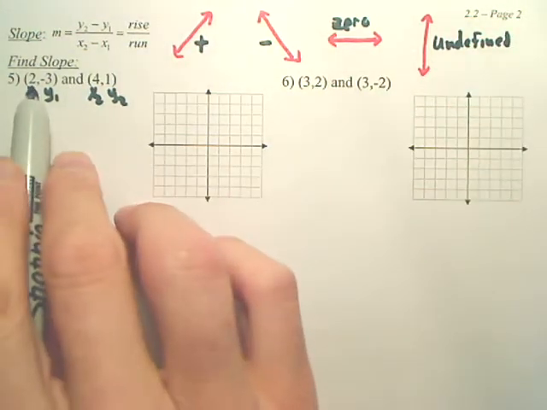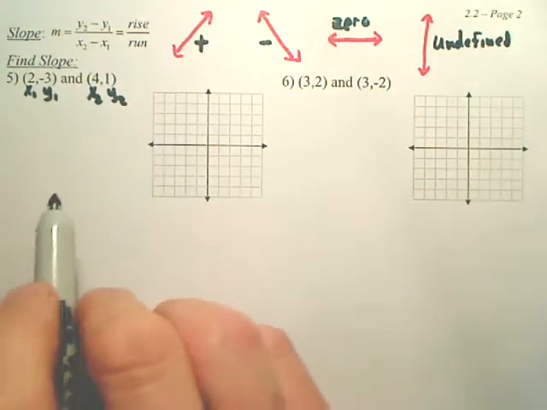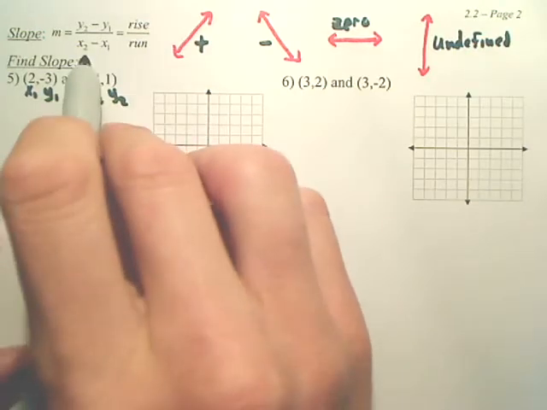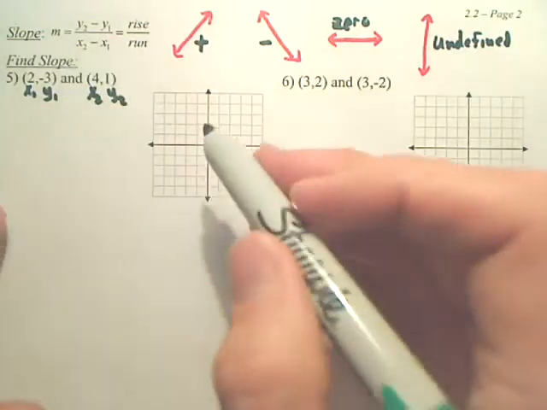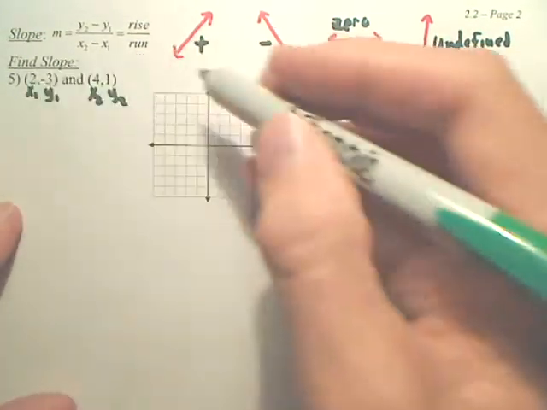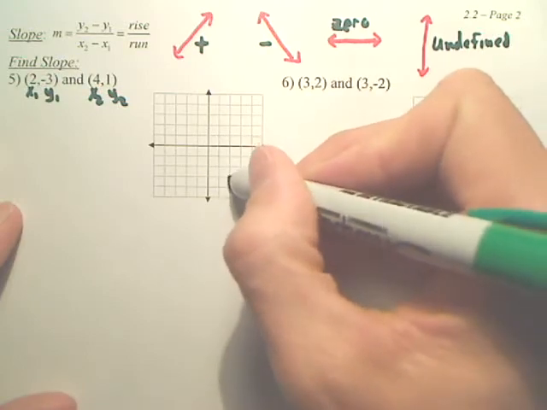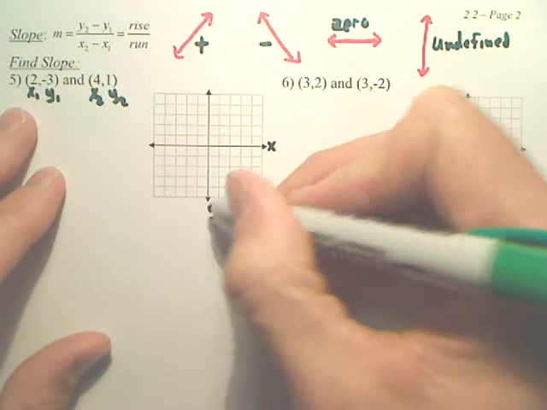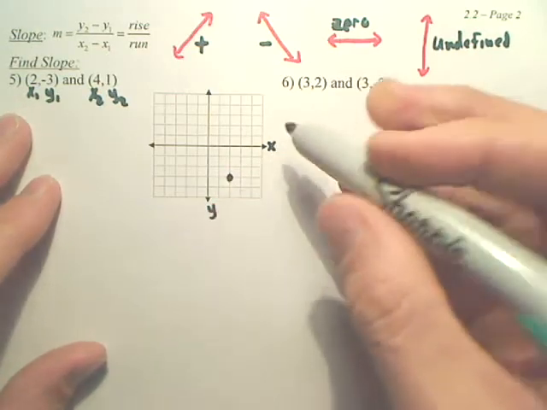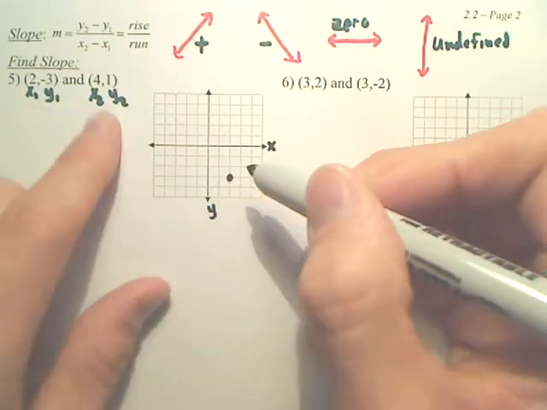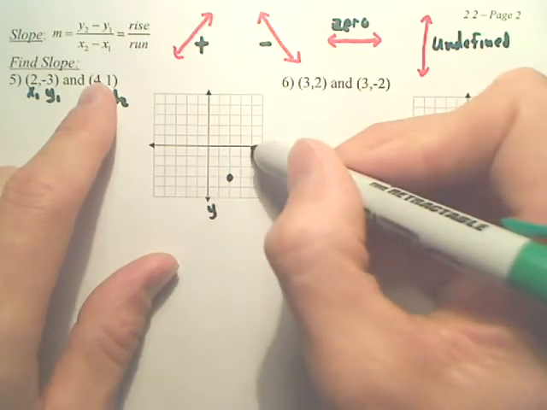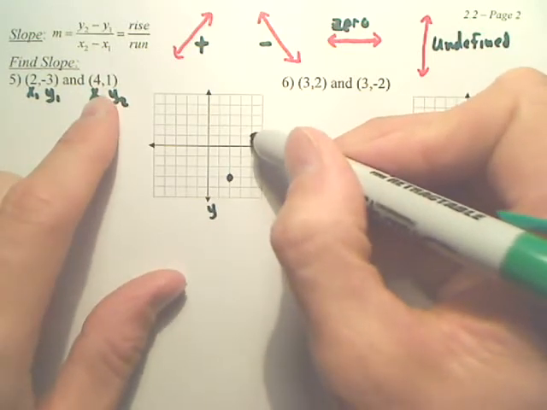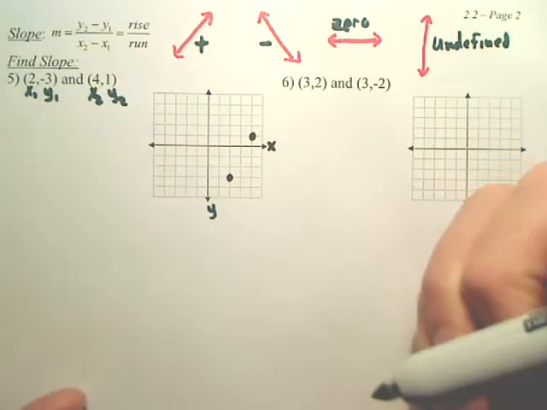We want to find the slope between these two points. There's two ways. You can graph it, or you can use this formula. I'm going to show you both. If we plot 2, -3, and 4, 1, this is your x-axis, this is your y-axis, x, y. You went over 2, down 3. This one is over 4, up 1. Is that right?